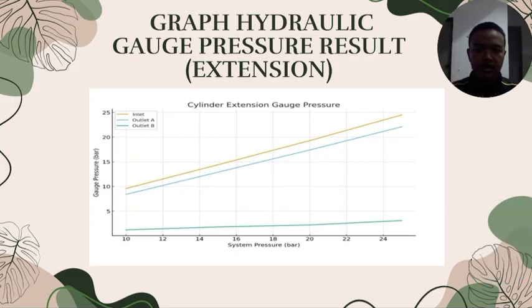Next is the graph of hydraulic gauge pressure results for extension. Here we have the gauge pressure results during cylinder extension. This graph shows how the pressure in the cylinder changes as we increase the system pressure from 10 to 25 bar. As expected, during extension, pressure builds on the piston side to push the rod out. We can see a clear upward trend. The higher the system pressure, the higher the gauge pressure during extension.